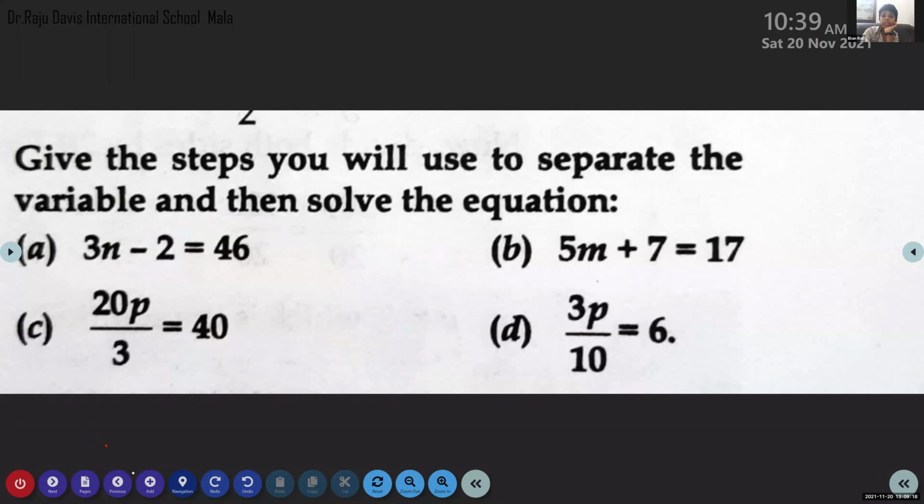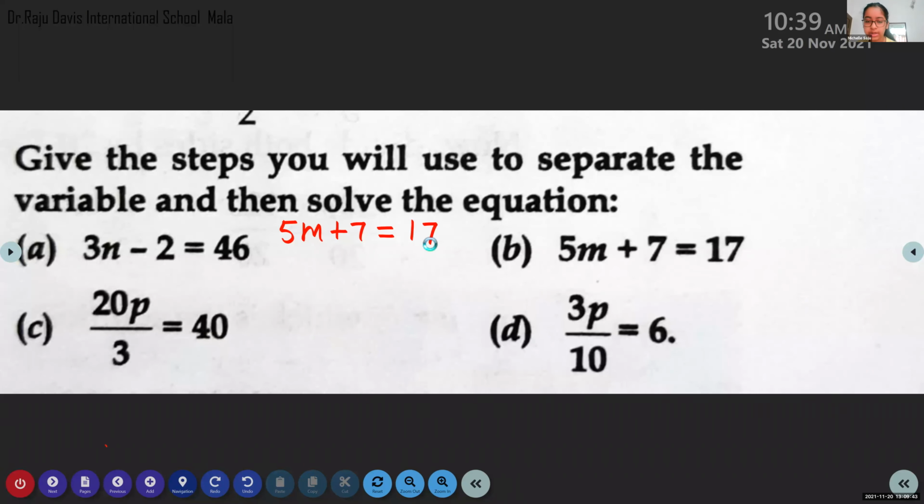See, this one is easy. Second one, this is also easy. Okay, you can try. Michelle, can you try this first one? Our equation is 5m plus 7 is equal to 17. So what should we remove first?